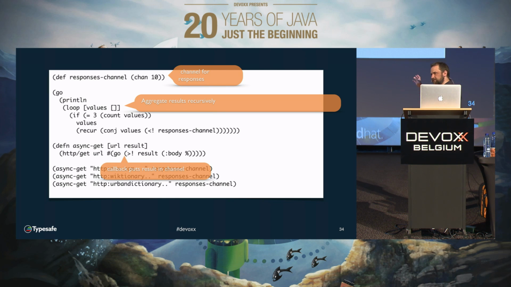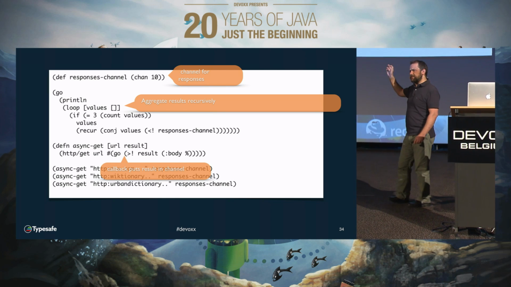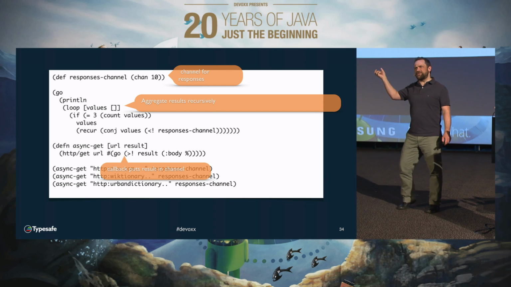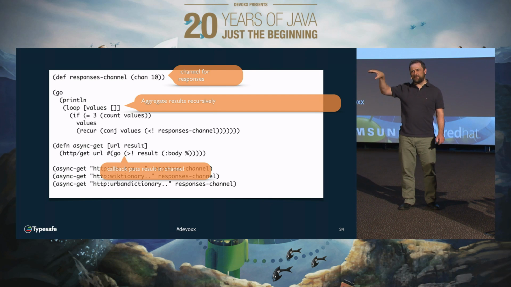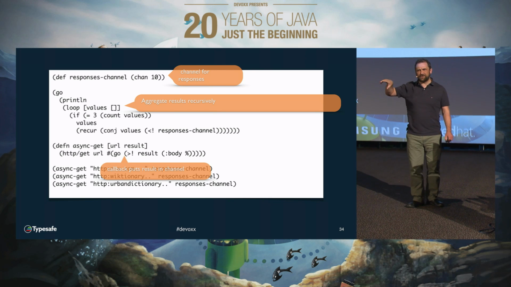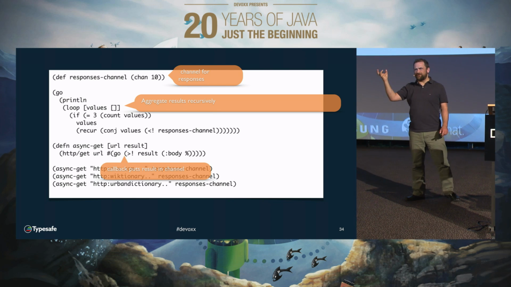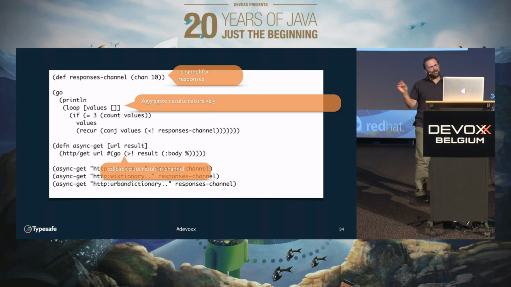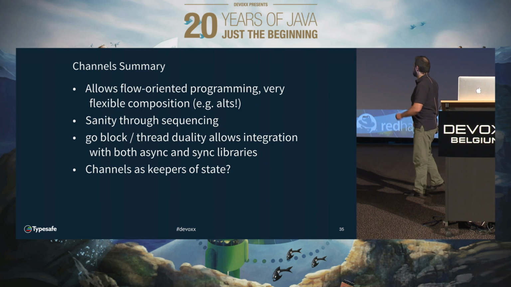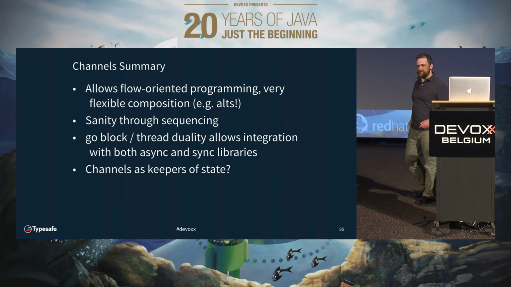So it's a nice way of, the state in this application is basically handled in the channel. Right? We don't have a variable where we aggregate the state. We don't have shared mutable state. We have a stateless function that loops over this channel. So the channel becomes our keeper of state. That's actually pretty smart. So I think it has some very nice ideas.